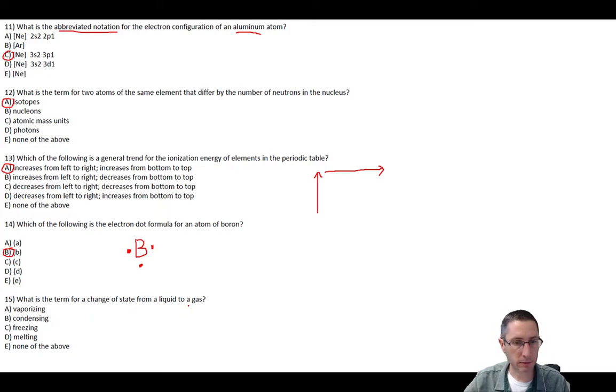15, change a state from liquid to a gas. Okay, vaporization, that looks promising. Condensing is the opposite. Freezing, liquid to solid. Melting, solid to liquid. So from a liquid to a gas has to be vaping or vaporizing.